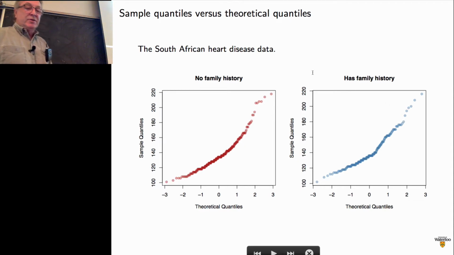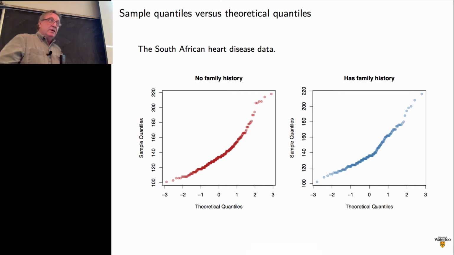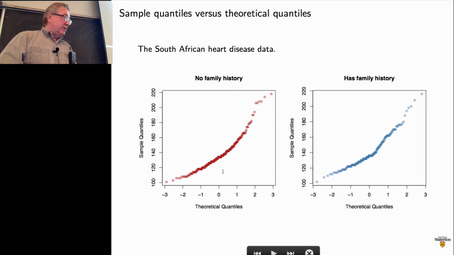Okay, here they are individually. So no family history on the left, family history on the right. You see that curvature present in both of them. Perhaps more curvature here when there's no family history than when there is, but still some curvature. Yes?